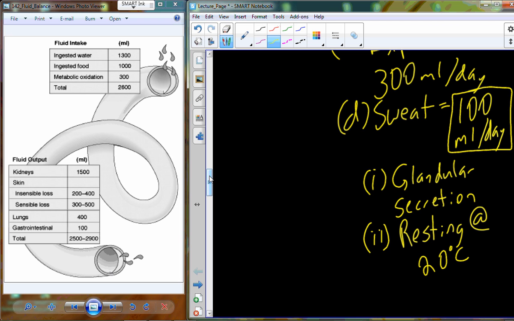And so that's actually going to be deviant physiology, so to speak, because it doesn't meet the definition that we're using for this imperceptible sweat, which would be resting at 20 degrees centigrade.